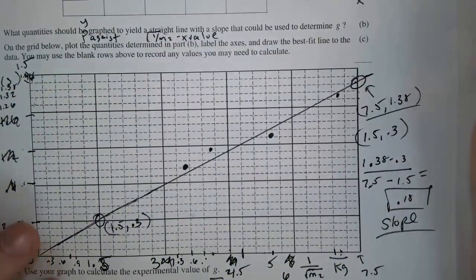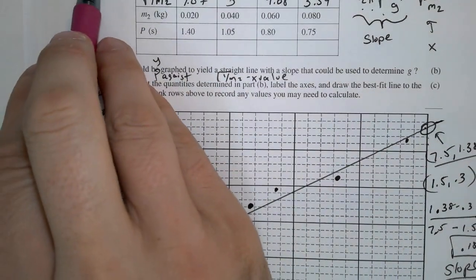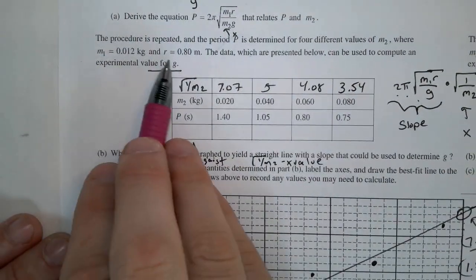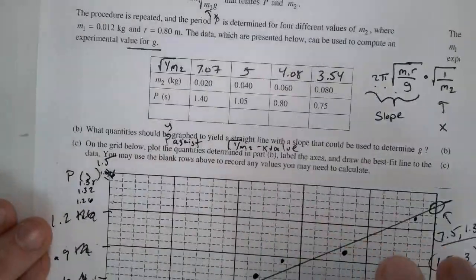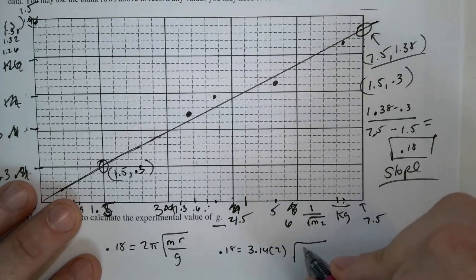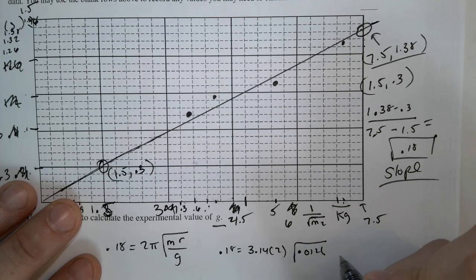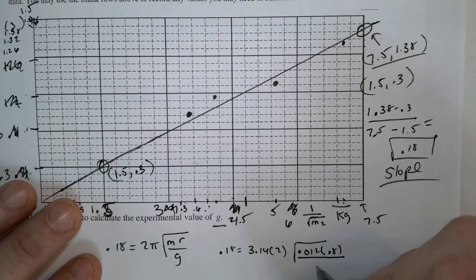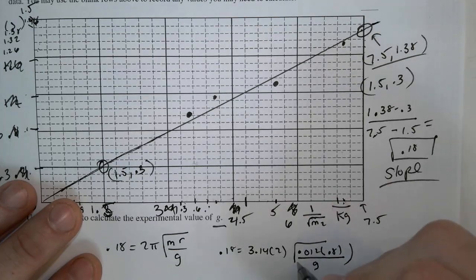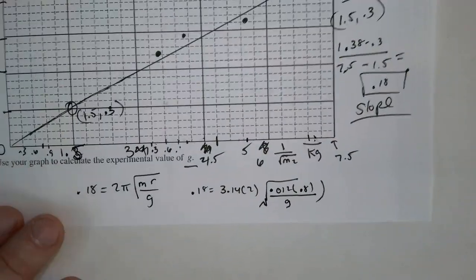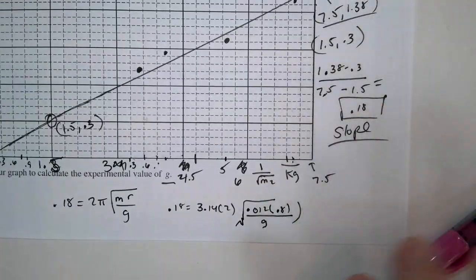Mass 1 is provided somewhere. It is 0.012 up here. And r is provided 0.08. So it is provided for mass 0.012, provided for r, which is 0.8 according to the problem, divide by gravity. We don't know what gravity is. We know it's 9.81, but we're going to see if we get that when we solve for gravity here.